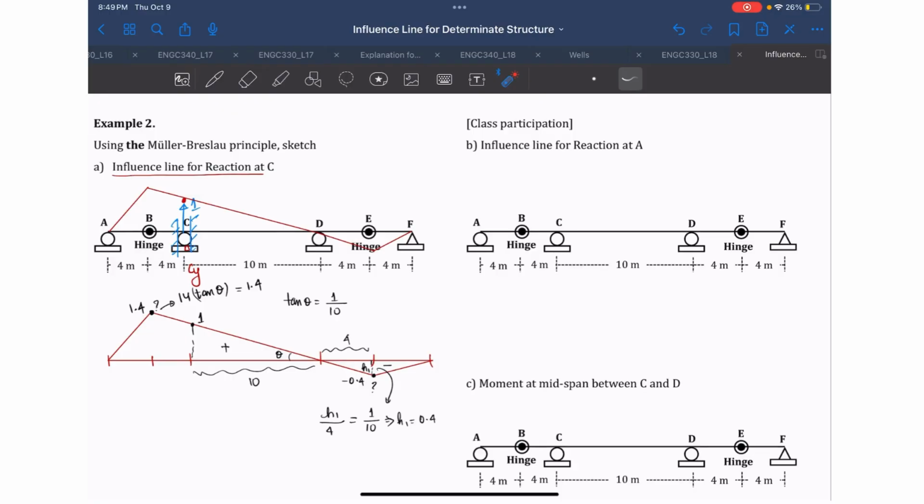Now how do you draw the vertical reaction at A? We're going to follow the same procedure. Step 1: introduce a guided roller, and then move 1 unit displacement.